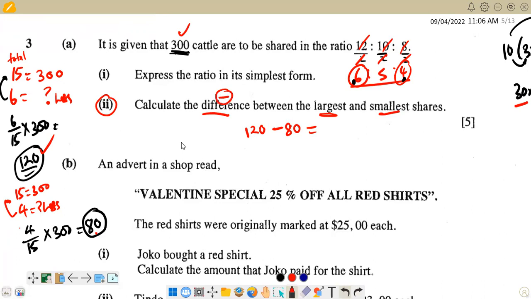So if we are to subtract, calculate the difference between the largest, we're going to obtain 40. To be 40 cattle here. That is your difference, if I'm not mistaken. Now, just cross-check your numbers also using your calculator and so forth. See if you are in the same aspect here.